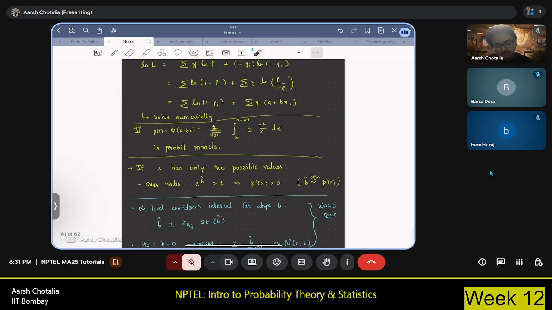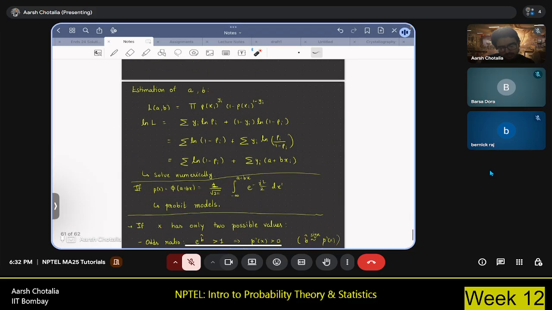Alright. There is another class of models also in which p(x) is assumed to be of the form phi of a plus bx. Again, phi is the cumulative probability, so you know that it has to start from minus infinity and end at plus infinity if b is positive. So, in fact, any probability distribution would work, but the most standard popular one is the standard normal distribution. Okay.